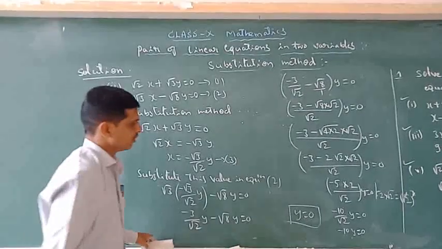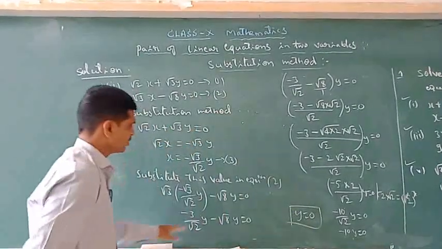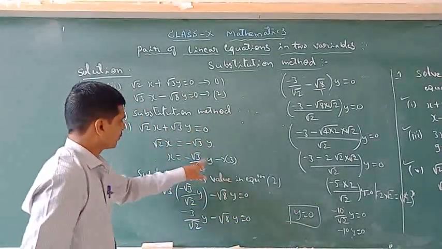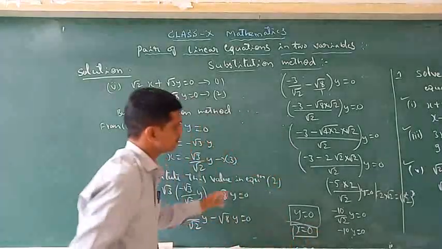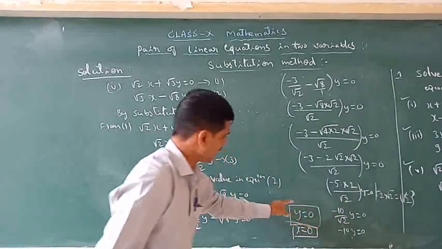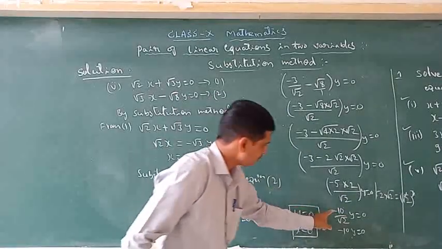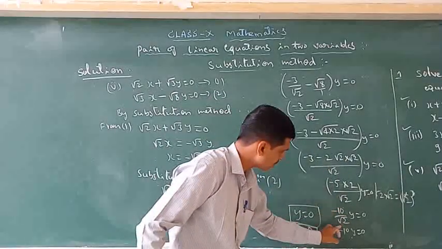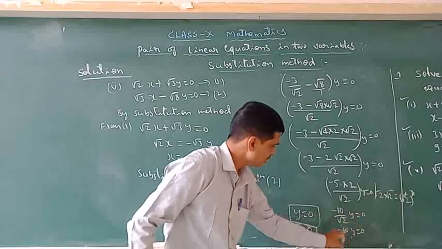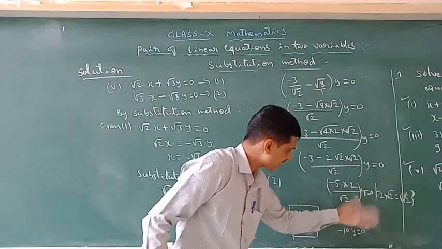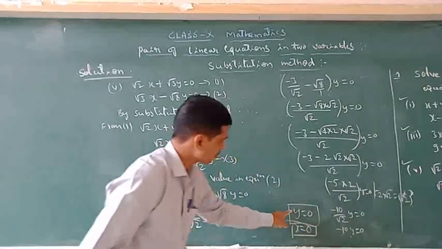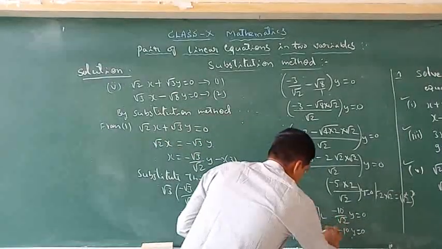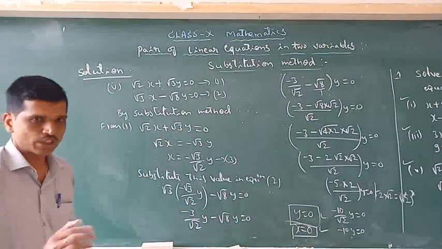Therefore, whenever the y value comes 0, put this value in this one, so your x value also comes to 0. I simplified this one like this and got the value of y. Minus 10 divided by root 2 into y is equal to 0. Root 2 goes to the other side, by cross multiplication 0 into something is 0, and 0 divided by something is 0. Hence the y value is 0 and the x value is 0. So this is our solution.